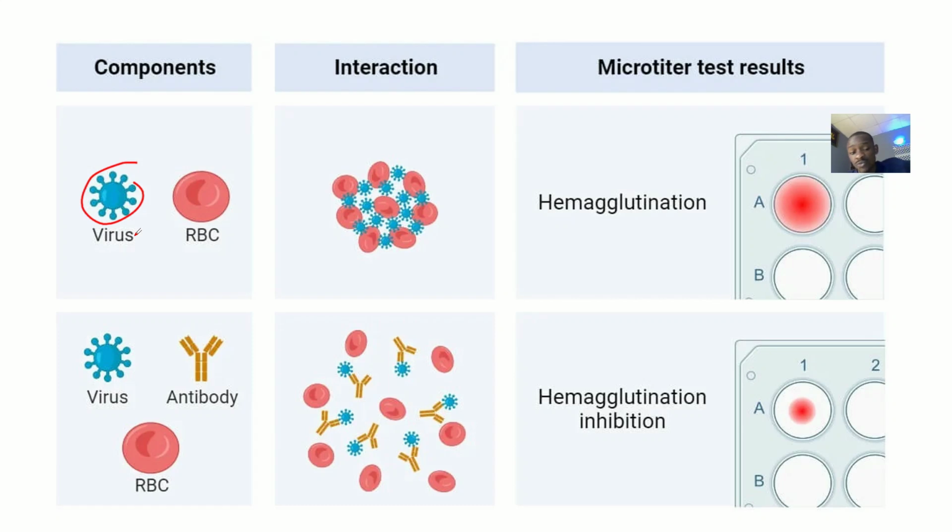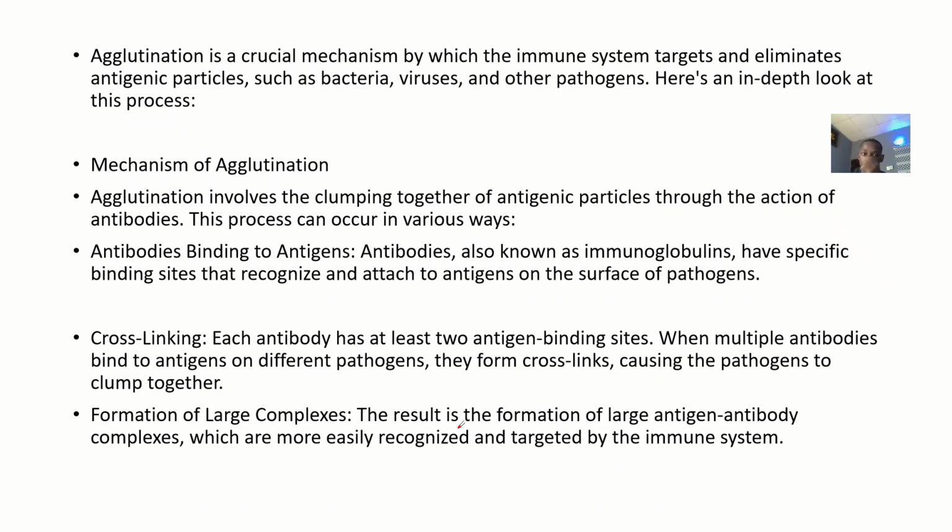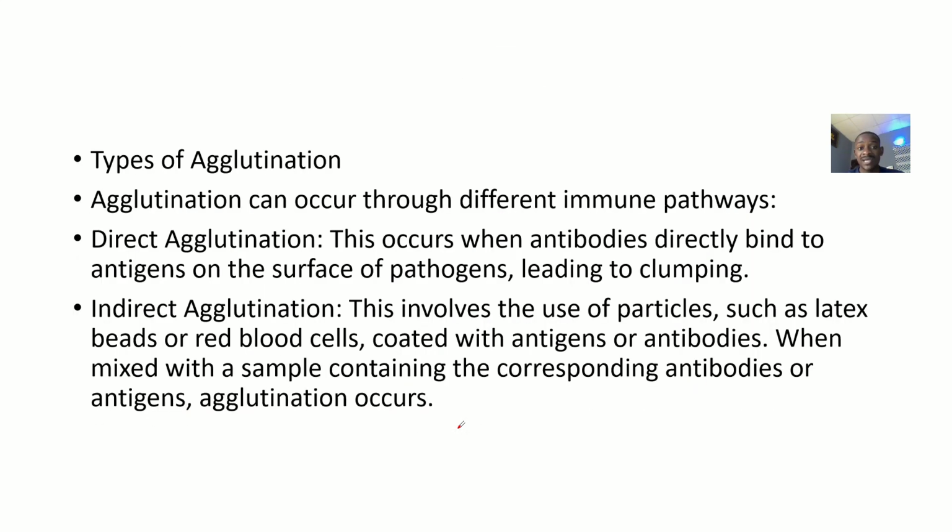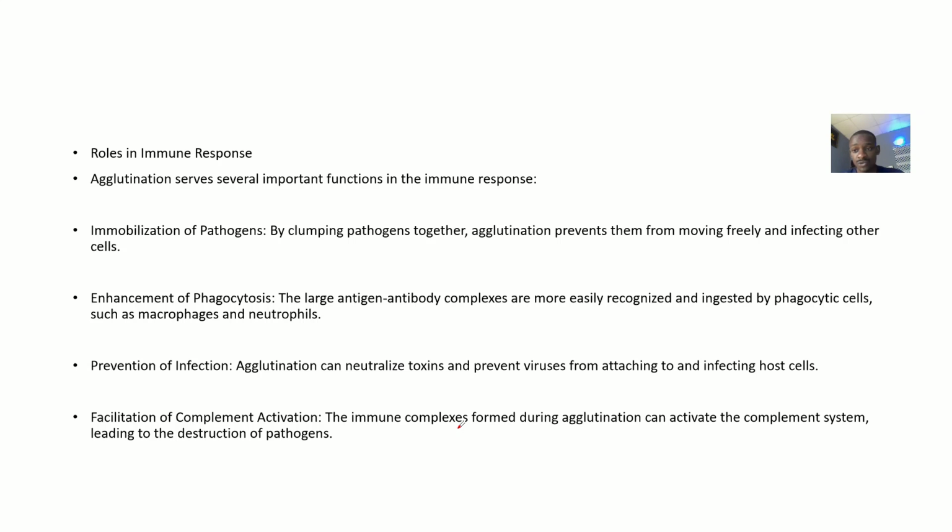one method that the body will use to eliminate this virus is combining this virus and antibodies. This binding together is what is known as agglutination. So it could be that it will hold the antigens in one place for other immune cells to come and act on it, or it's helping the elimination of the antigen. Do you understand? So talk about it under the definition, mechanism of agglutination, types of agglutination, then roles in immune response. Then you get to appreciate the whole concept.